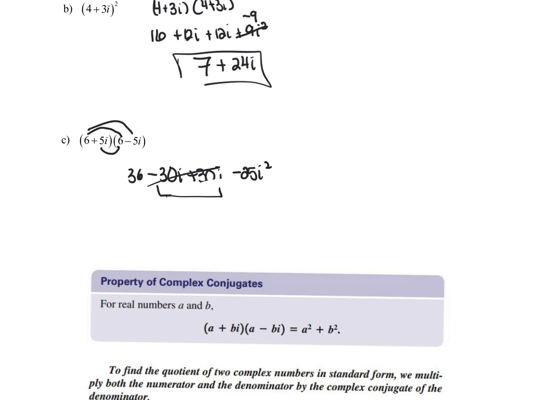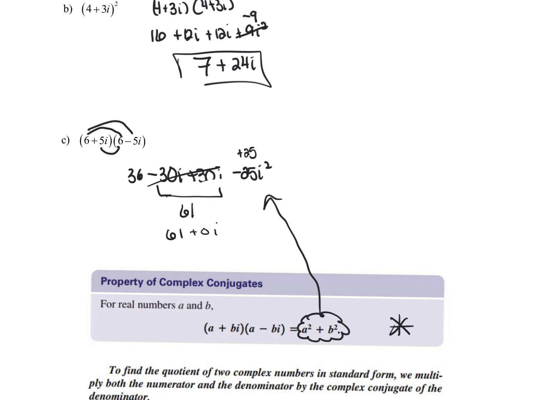So the middle terms cancel off. And then i squared is a negative 1, so this becomes a plus 25. And then 36 plus 25 is 61. It says write it in standard form, so technically 61 plus 0i. And this box right here exactly tells you what we got up here.